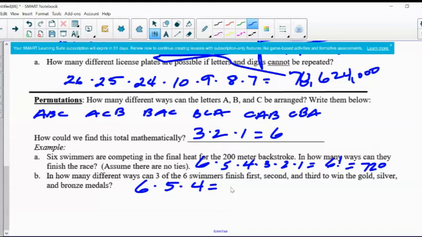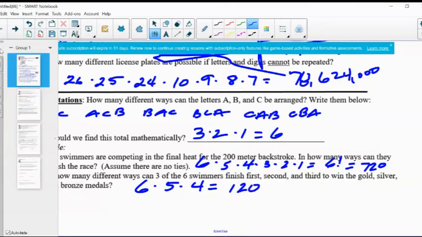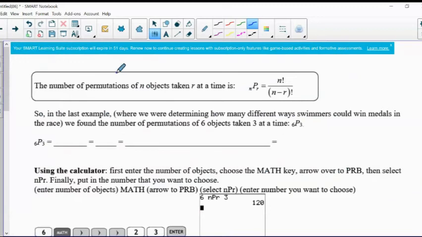Okay. How many different ways can 3 of the swimmers finish first, second, and third to win gold, silver, and bronze medals? So that's simply this. There's 6 ways that someone can win first. Then there's 5 for second and 4 for third. So there's 120 ways for that to happen. Okay. Because we don't care what happens in fourth, fifth, and sixth. It doesn't matter. We only care about who finishes first, second, or third. And then we say it's 120. 6 ways to finish first, 5 ways to finish second, 4 ways to finish third.